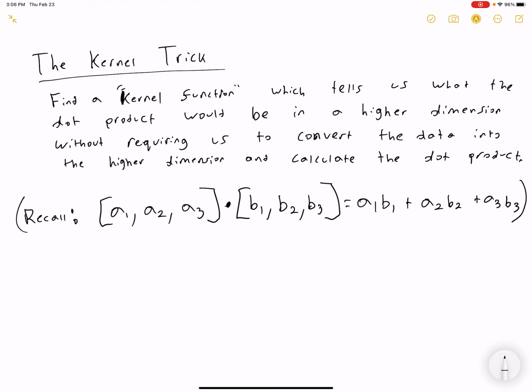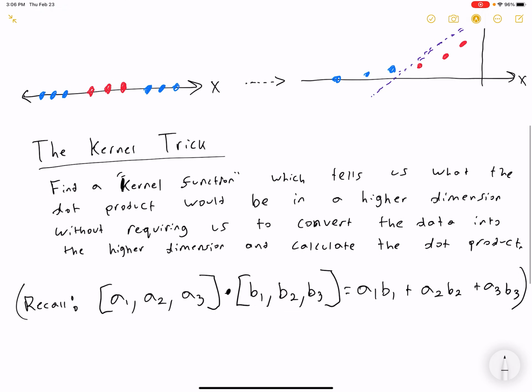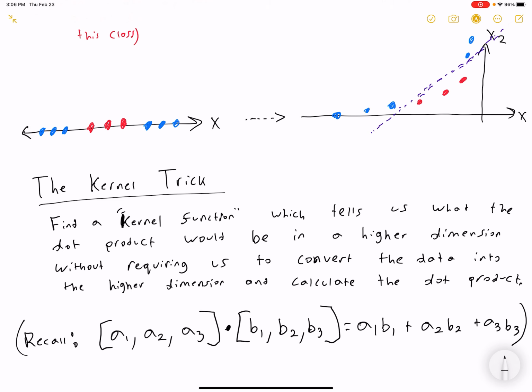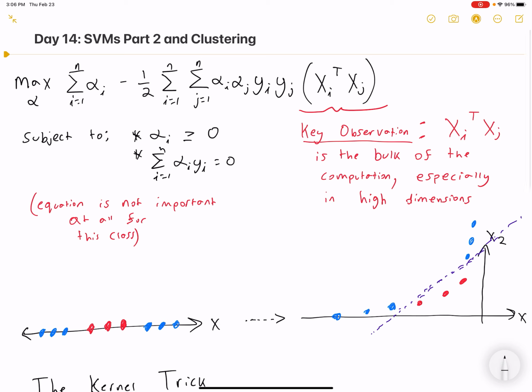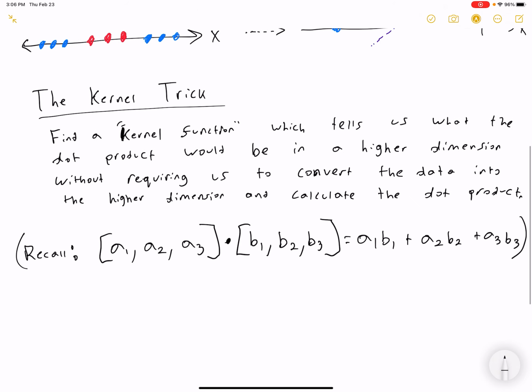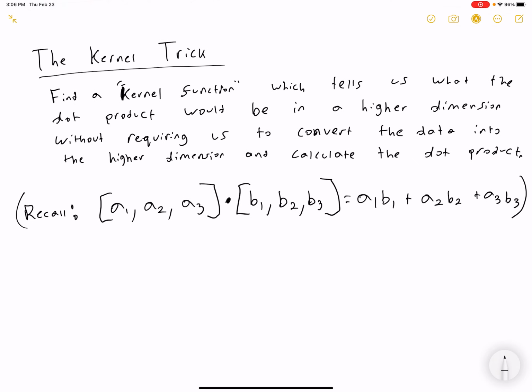And so if we could find a nice kernel function that can tell us what that dot product would be if we had converted the data into higher dimensions, then we can save all this computation and get the advantage of solving this optimization problem and knowing what this dot product is going to be without requiring us to convert the data into a high dimensional xi and xj that's not going to be able to be stored on the computer. So let's see an example of that, and I think it'll be clear how this works.